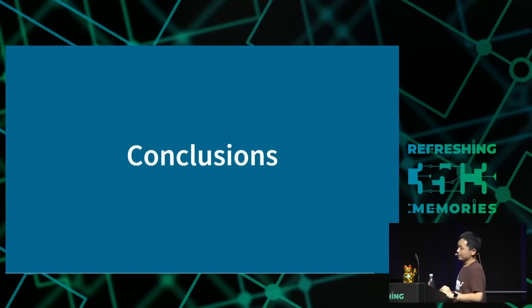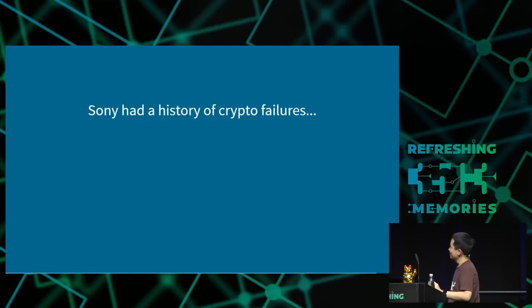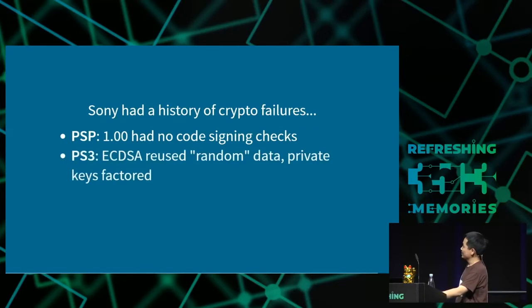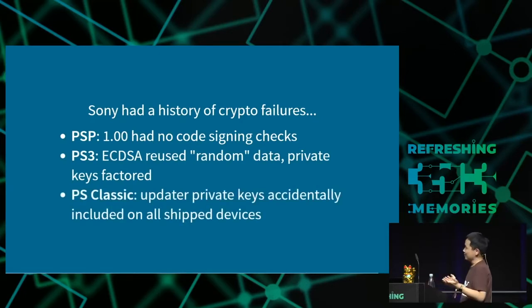So what have we learned? Let me get a little philosophical for a moment. Sony had a history of crypto failures. I think most of you here know about all of these, but if not, history lesson: the PSP didn't check code signing in the beginning. The PS3 had the infamous fail overflow and ECDSA factoring. And recently we found on the PlayStation Classic, they shipped the private keys for the firmware updates on every single device.